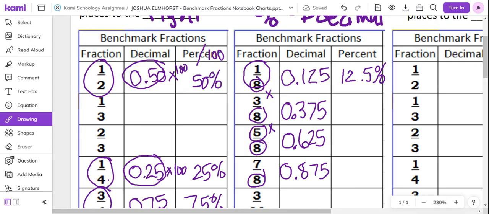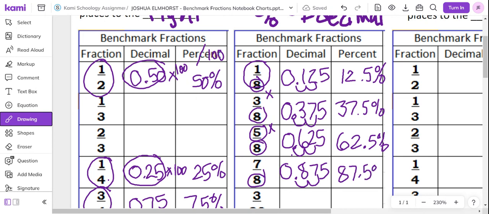So now let's change them to percents. What percent is 3/8? 37.5%. What percent is 5/8? 62.5%. What percent is 7/8? 87.5%. All right, so that takes care of 1/2, 1/4, 3/4, and then our eighths.